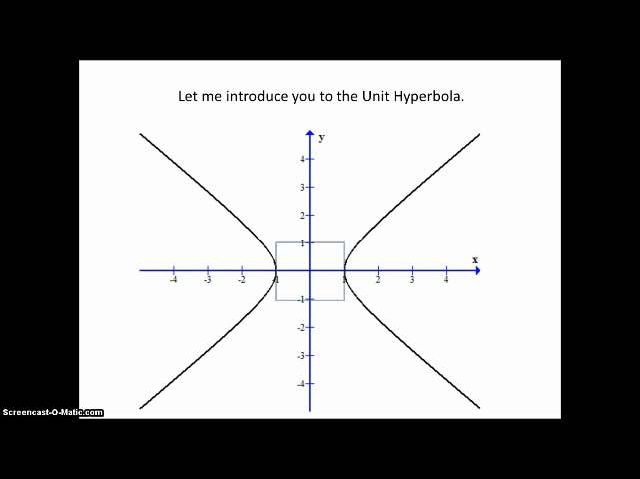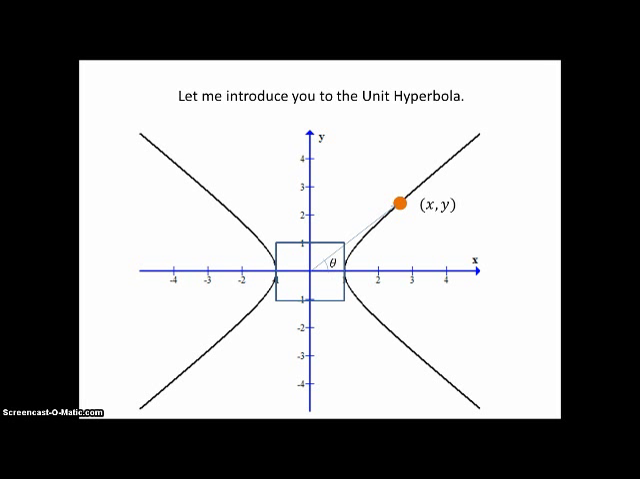So let me introduce you to the unit hyperbola. If we draw a box that we used in pre-calculus to help us draw the hyperbola, then you can imagine inside the box would be the unit circle, x squared plus y squared equals 1, and the equation of the unit hyperbola is x squared minus y squared equals 1. And I didn't draw the asymptotes because it made the picture too messy.